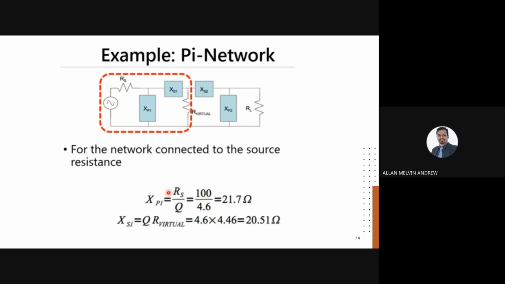Once you find XP1, then you can find XS1. This is the formula from yesterday also. Q is 4.6, R virtual is 4.46, so the value here is 20.51. At these values, the source or the signal can be transmitted in an optimum condition.